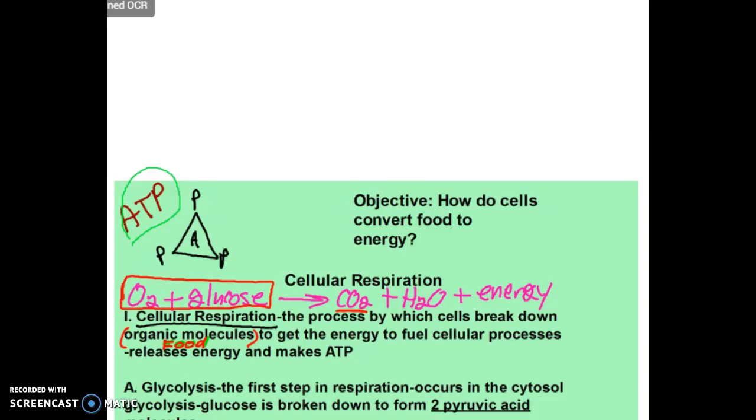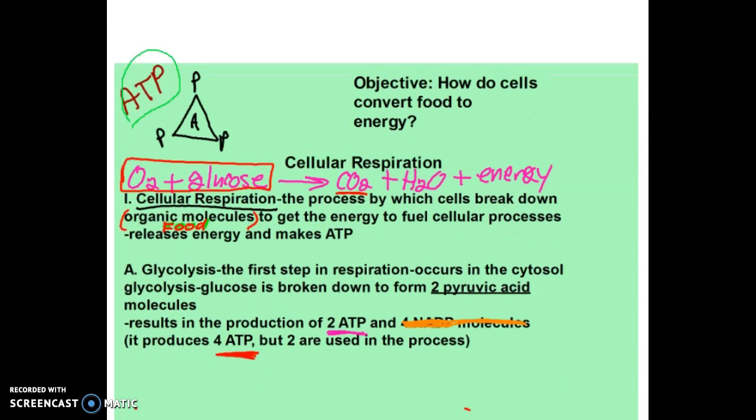So the Amoeba Sisters video mentions that the first phase of cellular respiration is glycolysis, and glycolysis is really just breaking this glucose down into two pyruvate or pyruvic acid molecules. Pyruvate and pyruvic acid are the same thing. It's just two different names for the same thing. This happens in just the cytosol, or sometimes we say cytoplasm.